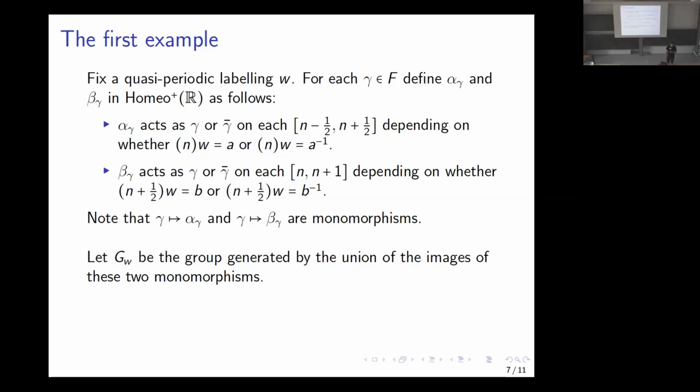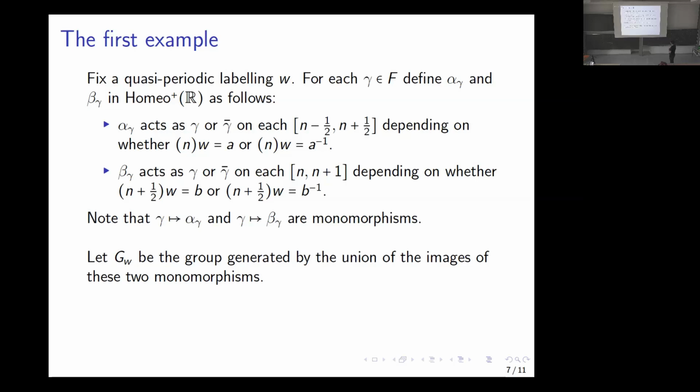Yeah. It's a homeomorphism, so there's no negative bits. Yeah, they're both isomorphisms mapping into Homeo R. Okay.